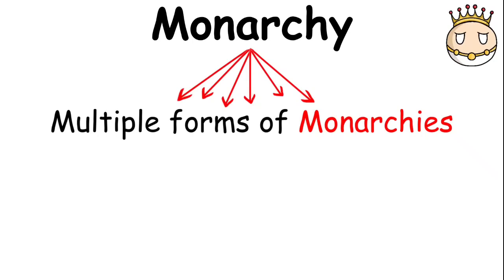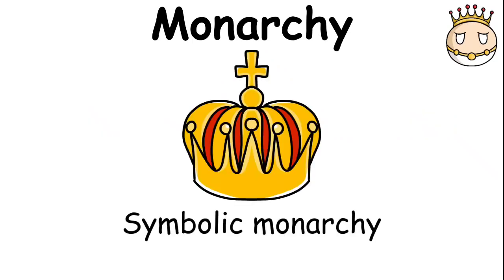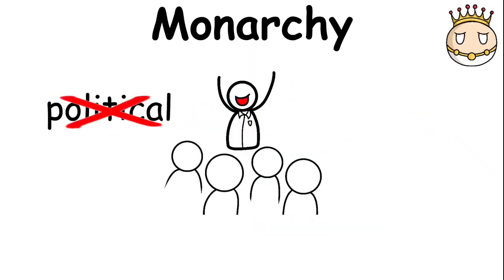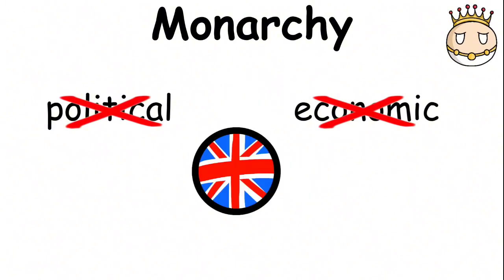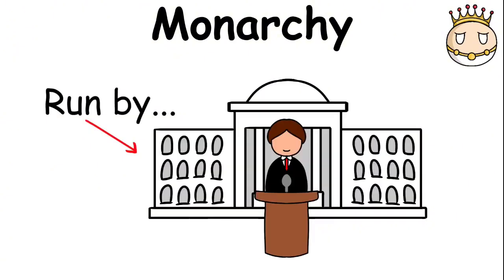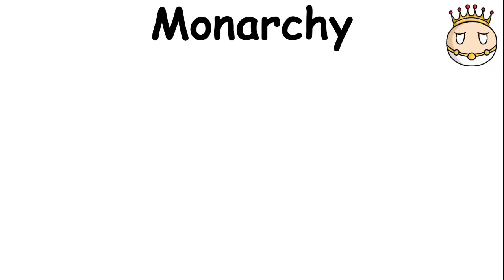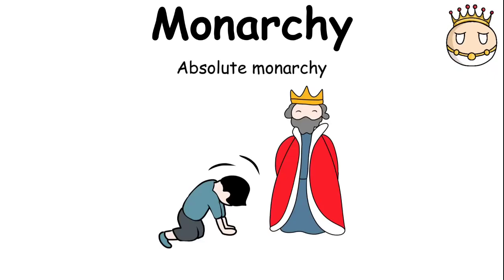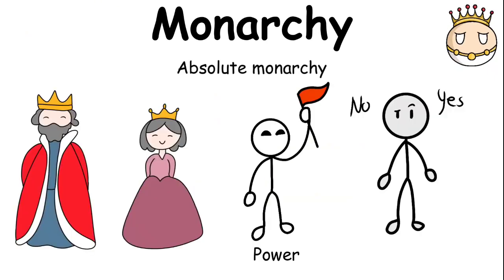There are multiple forms of monarchies, for example, symbolic monarchy, where the monarch has no political or economic power, like the United Kingdom. Instead, the country is run by a parliamentary government led by a prime minister. On the other hand, an absolute monarchy is where the king or queen has the power to make all the important decisions in a country.